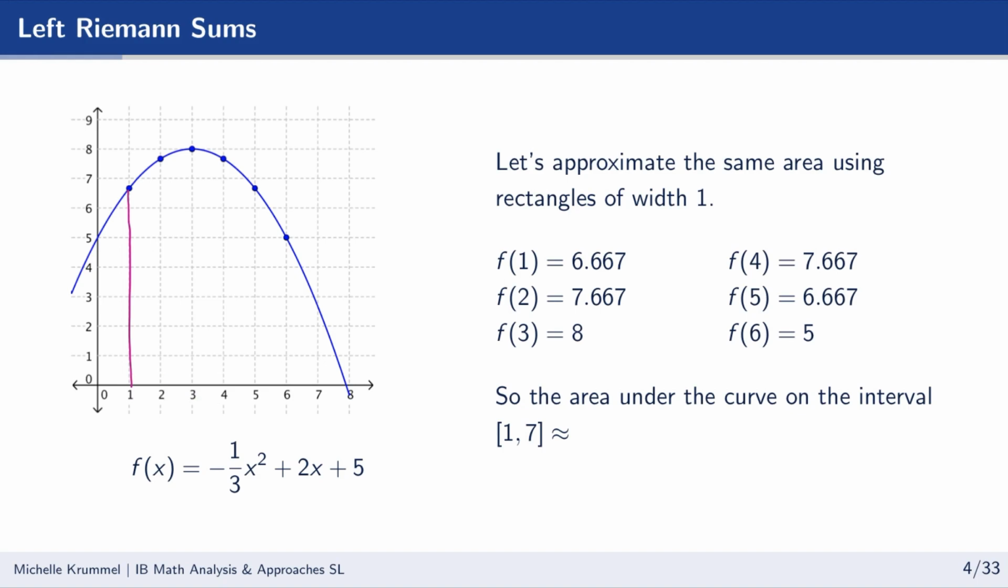So x equals 1 is going to be where my left endpoint is for my interval. We're going to follow that up till we hit the curve, and that's going to determine the height of our rectangle here. And then f of 2, left side goes up until we intersect the curve. That determines the height of that rectangle, and so on. So you can see that some rectangles extend outside of the curve, and some fall below the curve.